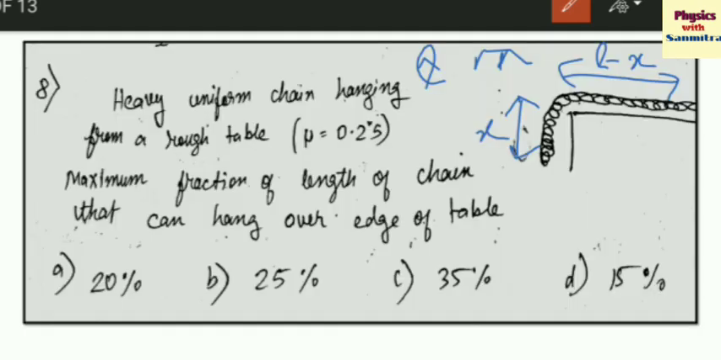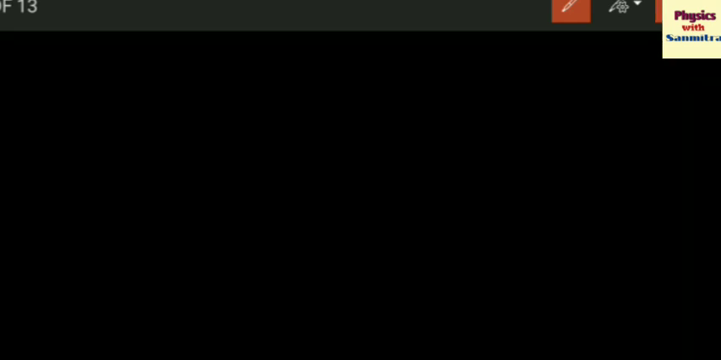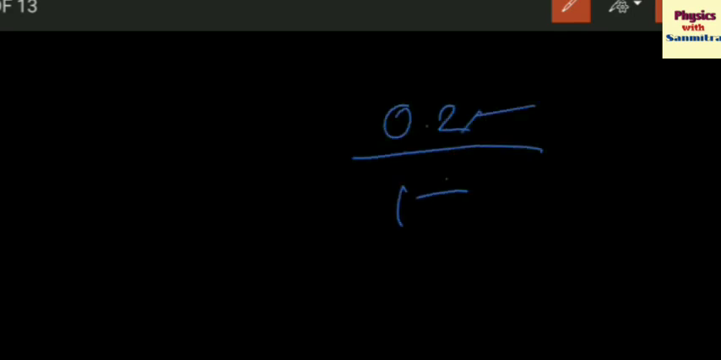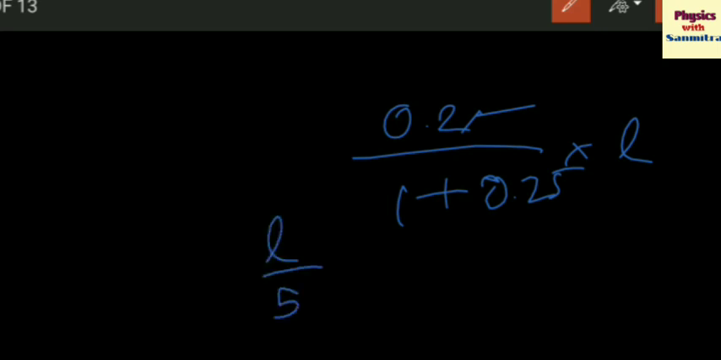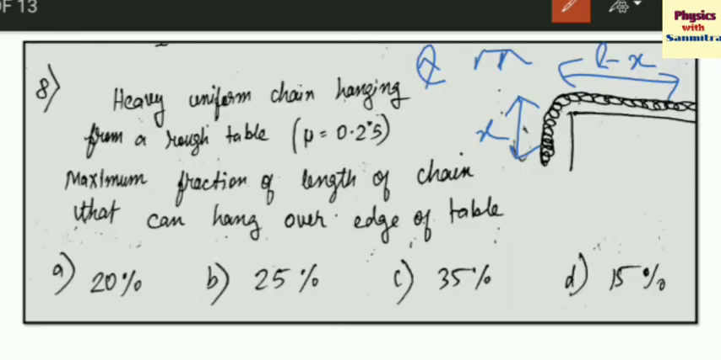Now let me see the value of mu. Mu is 0.25. So mu by 1 plus mu is 0.25 by 1 plus 0.25, into L. So it will be L by 5, because 0.25 by 1.25 into 100 is 20% of L. So option A is correct.